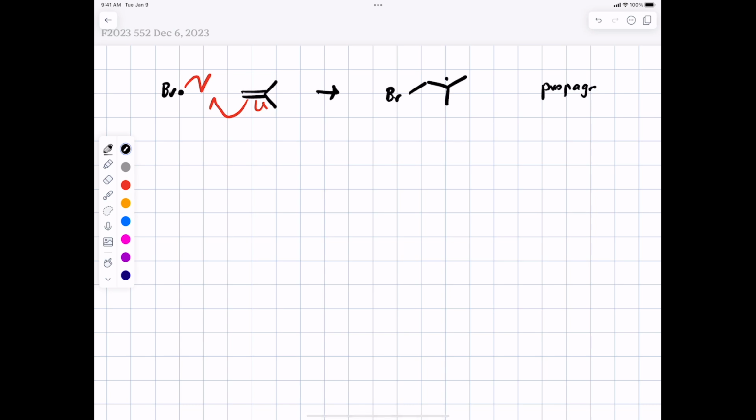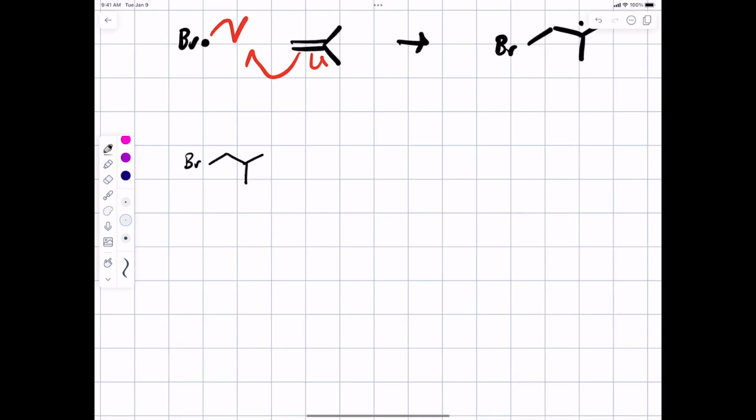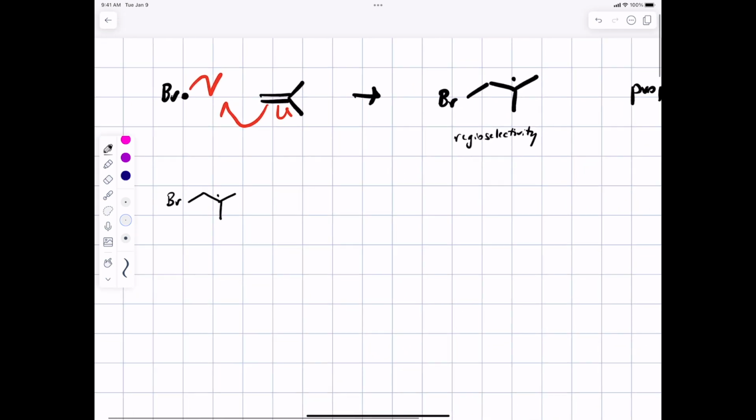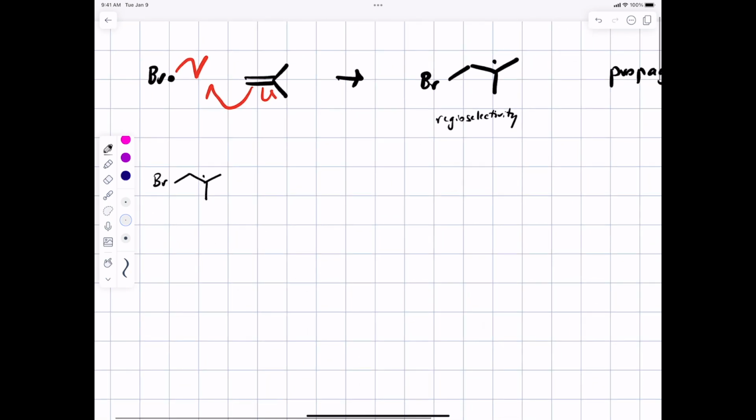We call that a propagation step because you're trading one radical for another. And then usually for the radical that we just made, again, the regioselectivity here is governed by what makes radicals more stable. The electron donating substituents, those methyl groups, stabilize the radical by hyperconjugation. Though again, as we said last time, radicals can be stabilized both by electron withdrawing groups and electron donating groups. So it gets a little bit tricky.